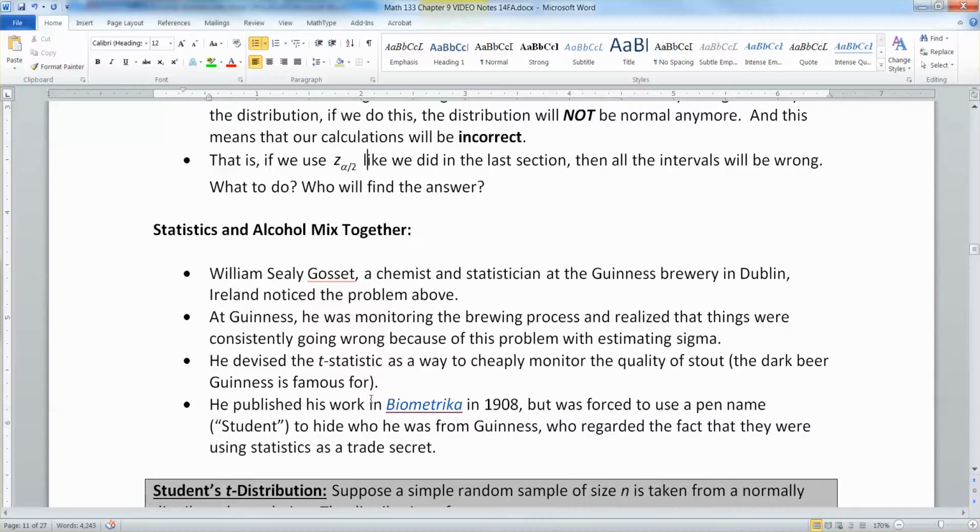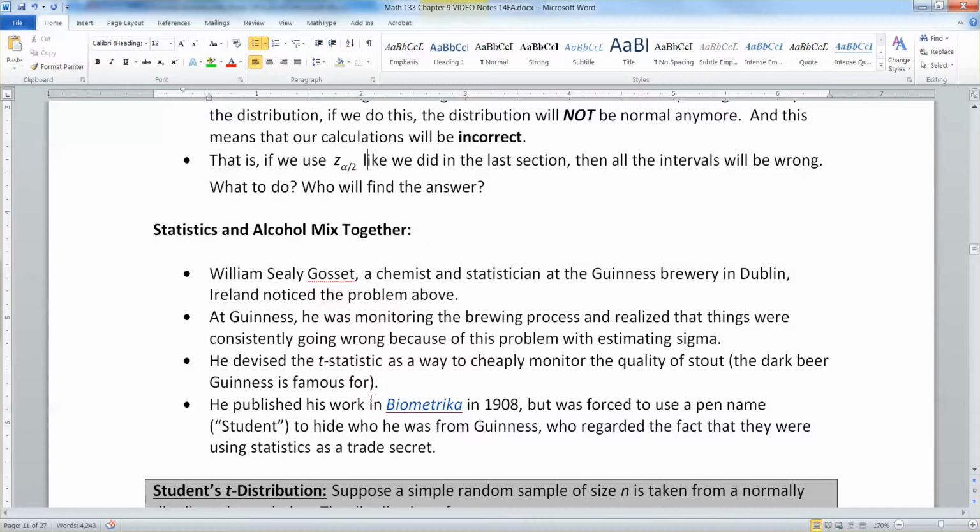All right, so what he did was he was figuring out that every time he was making a confidence interval for the mean, like he wanted to know the mean alcohol content of a beaker full of stout, or he wanted to know the mean bitterness or whatever in a particular batch of liquor, or batch of beer, I should say, then he was always a little bit off. And being a little bit off doesn't seem like a big deal, but it is a big deal when you're dealing with huge quantities, huge batches, like you would be for a big brewery like Guinness.